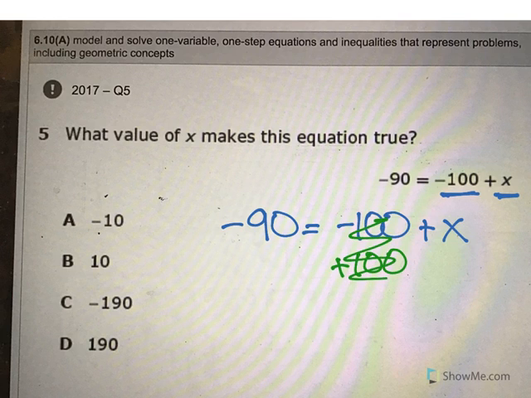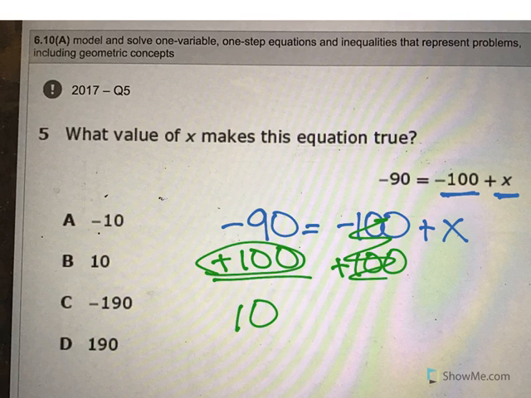But whatever you do to the right side, you have to do to the left side. So on this, I have negative 90 plus 100. One is positive, one is negative. So what do you do if one number is positive and one number is negative? You subtract, and then what determines whether your answer is positive or negative? The number with the greater absolute value, 100. It is positive, therefore your answer is positive.